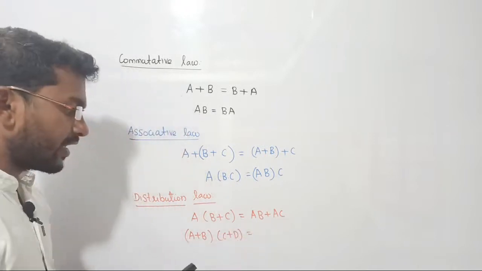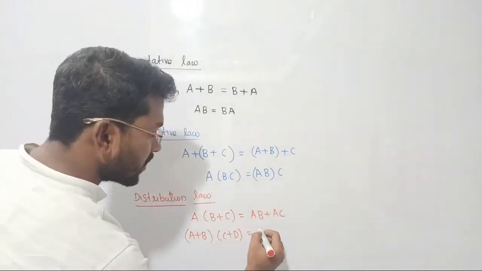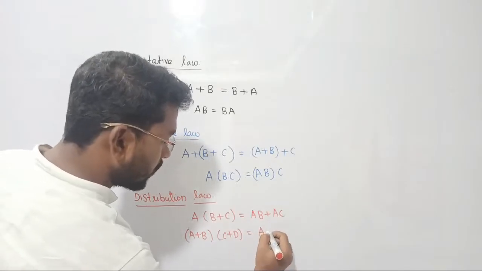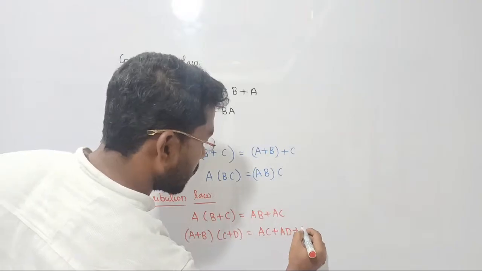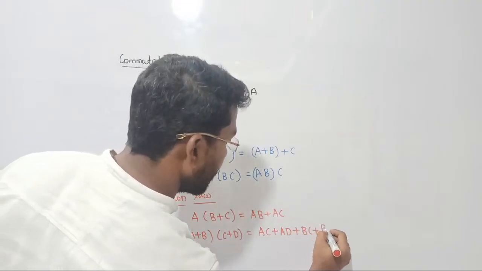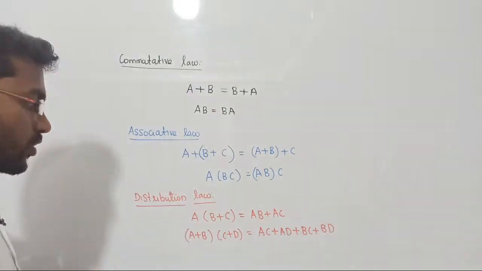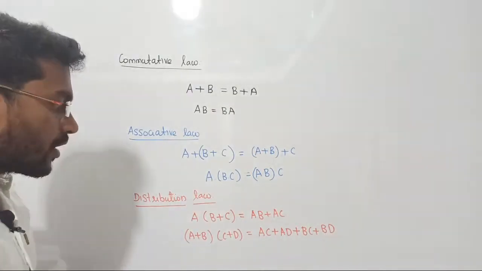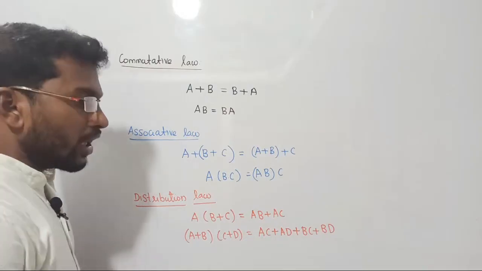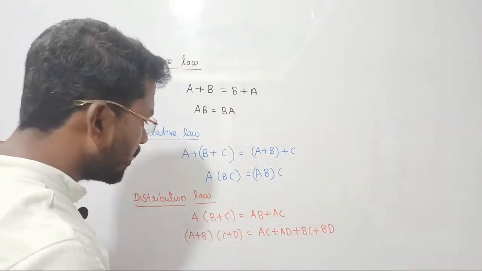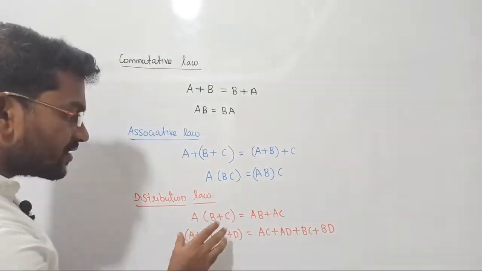Instead of writing like this, you can also open up the brackets and write the variables like this: a into c plus a into d plus b into c plus b into d. You can also write like this. So that is called distribution law. Simply we are calling it distribution law, right? Next we should talk about distribution theorem. There is no big difference. So this is distribution law.